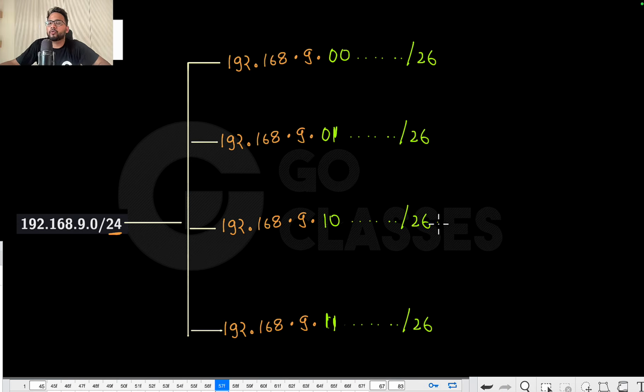So these will be your 4 subnetworks or 4 networks, whatever you like to call. You can call it network 1, network 2, network 3, network 4, or if you want you can call it network 0. It is just your nomenclature. You can also call it subnet 0, subnet 1, subnet 2, subnet 3, like this.